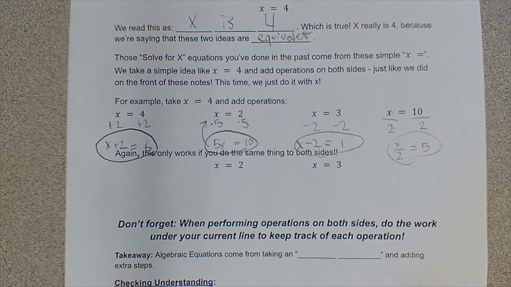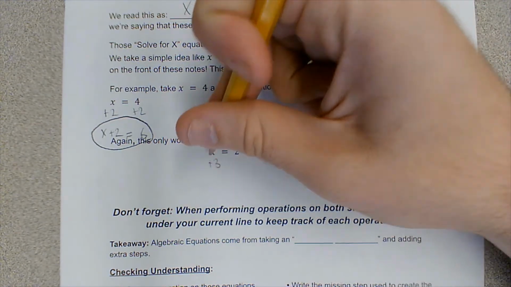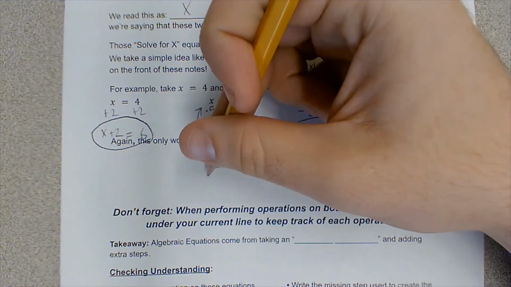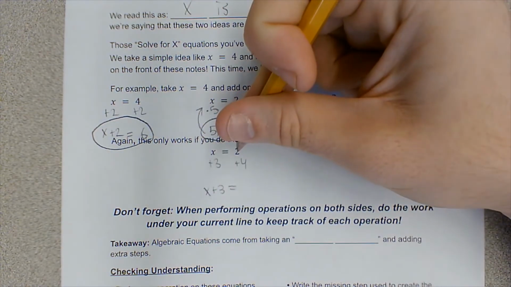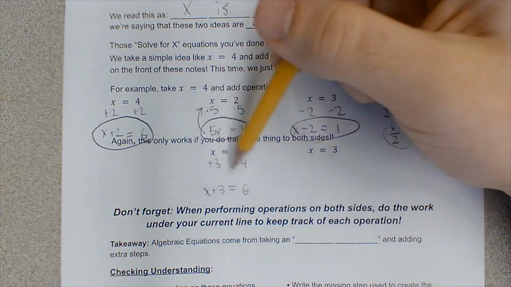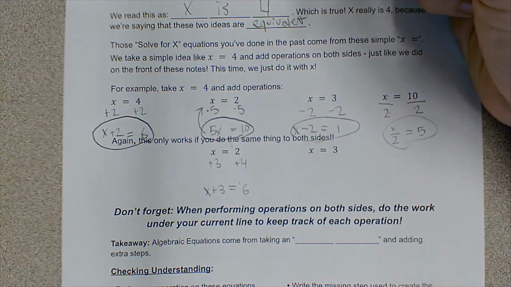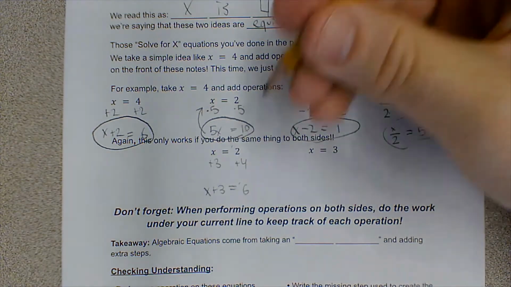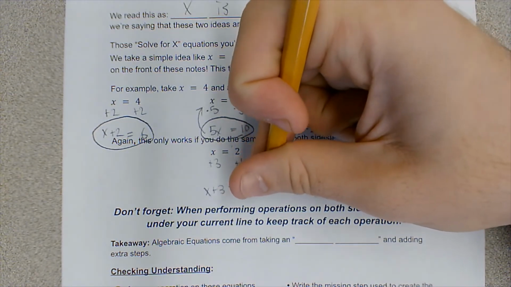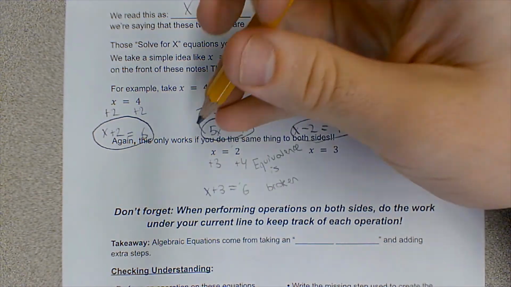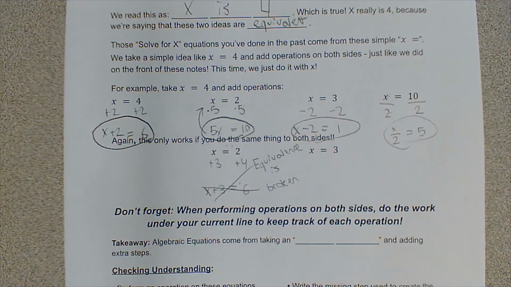Just like the front, this only works if you do the same thing to both sides. So if I did something weird, like I did plus 3 here and plus 4 there, I would get some kind of equation. So I have x plus 3, and then equals 2 plus 4 is 6. I would still have some kind of equation, but these two equations are no longer equivalent. Equivalence is broken. Because that equivalence is broken, I can't do anything with these two. That's useless to me.